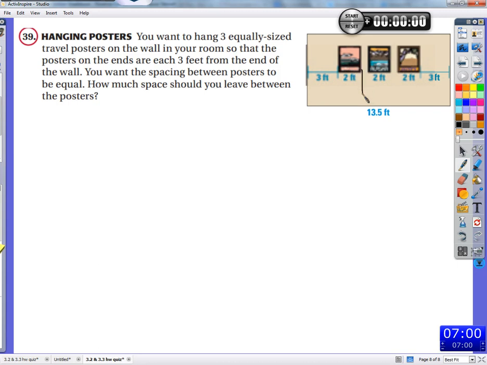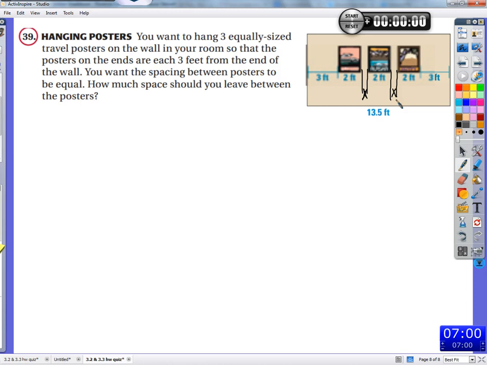So, just looking at this picture, we can see we don't know what this is. Hopefully those are the same distance between posters. So we'll read the problem and see if that's what we're doing. So you want to hang three equally sized travel posters on the wall in your room so that the posters on the ends are 3 feet from the ends of the wall. You got that there. You want the spacing between posters to be equal, meaning this is x, and if this is x, so is this. The spacing between them is exactly the same. We could call them x and y, but it turns out they're the same, so we can just call them both x.